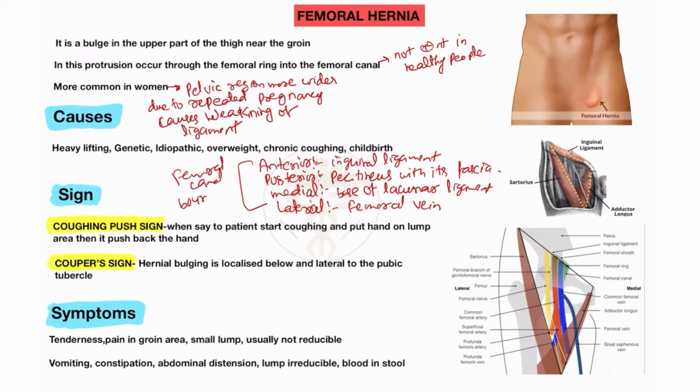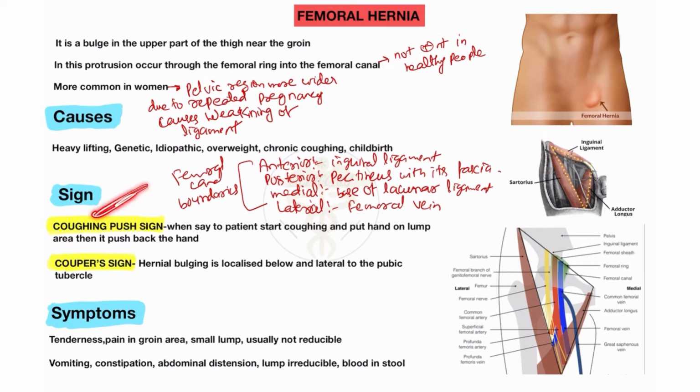Because sometimes in the examination, to solve some questions, we need to know the boundaries of the femoral triangle and also the femoral canal boundary. So these two sets of boundaries are essential for understanding femoral hernia formation.